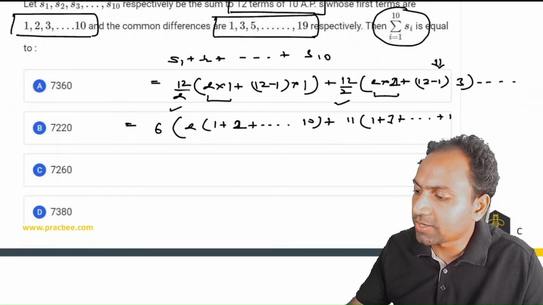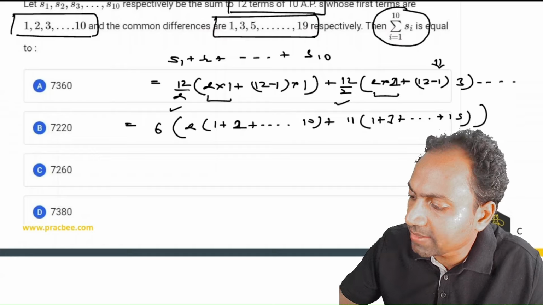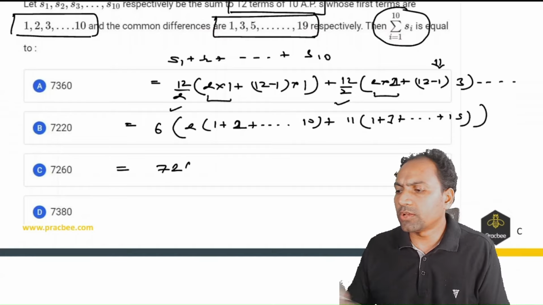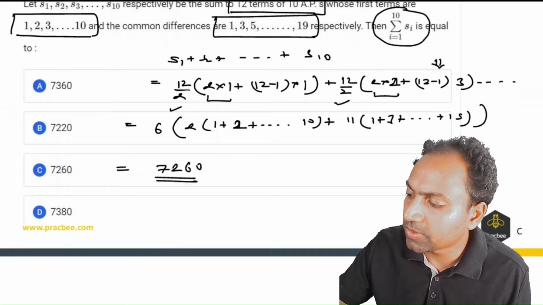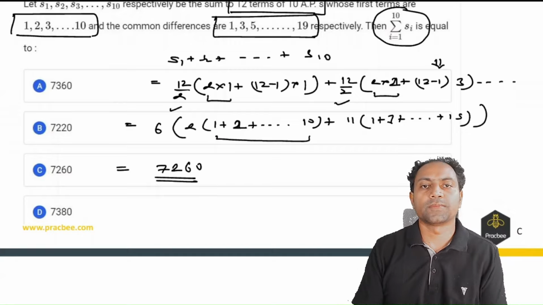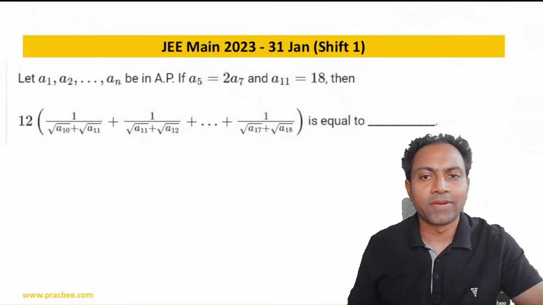Now, if I do this calculation, what I get as the answer is 7260. And here also, when you're doing the calculation, you can observe that you can apply the sum of n terms of AP to get the final answer. Now let us look into this next question.